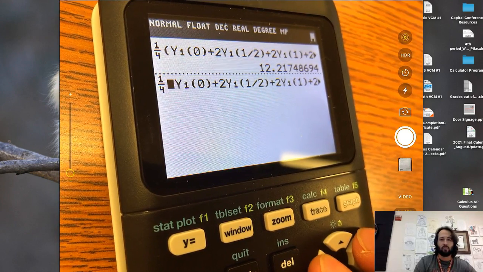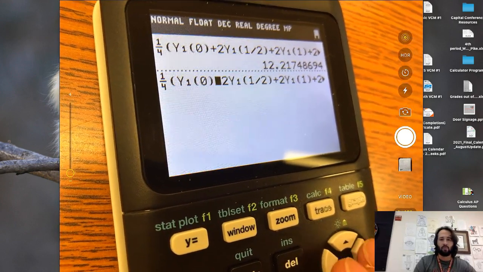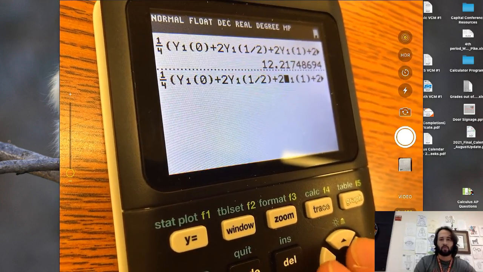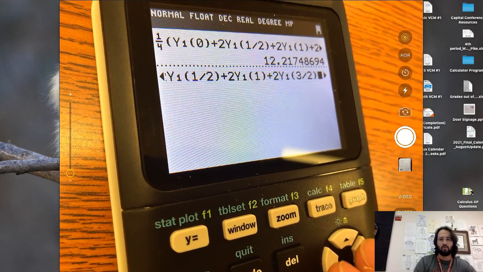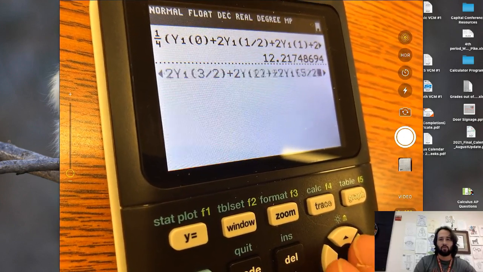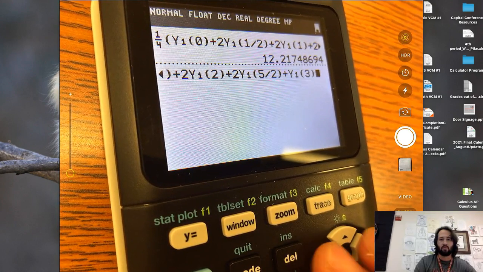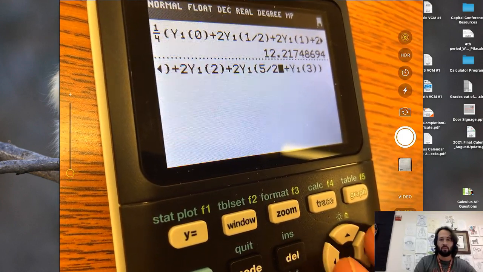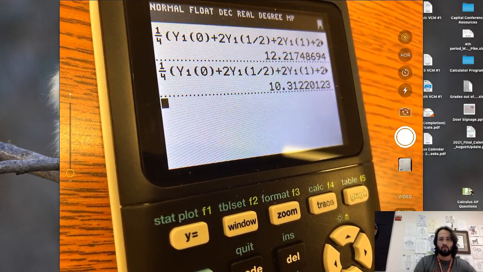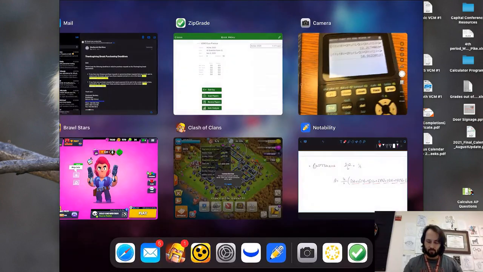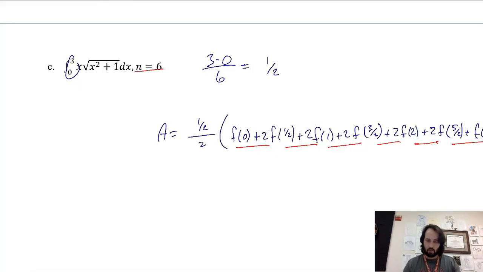Okay, 1/4. y1 of 0, 2y1 of 1/2, 2y1 of 1, 2y1 of 3 halves, 2y1 of 2, 2y1 of 5 halves, 2y1 of 3, but not 2, just 1. Okay, there we go, 10.312. Yeah, 10.312.